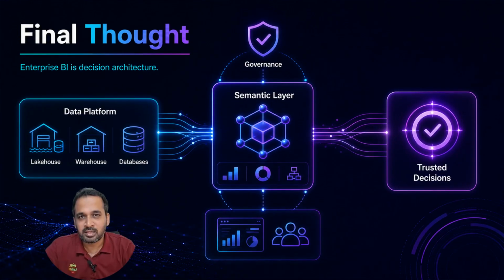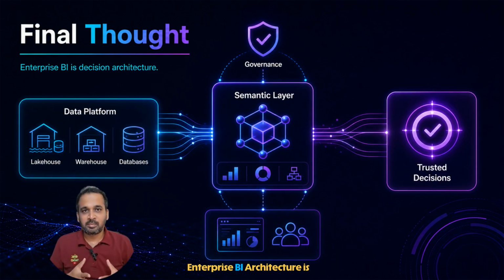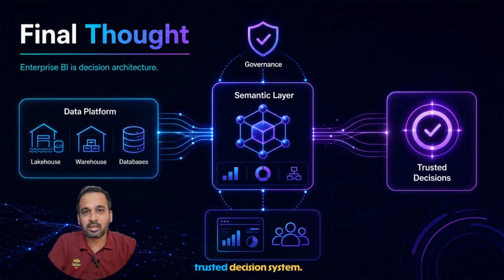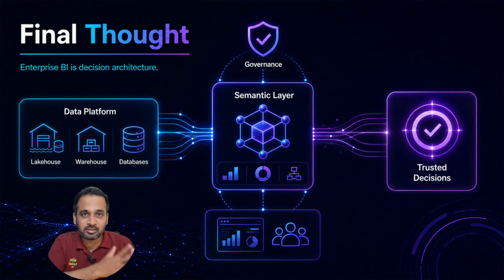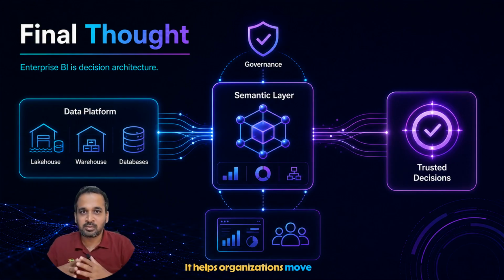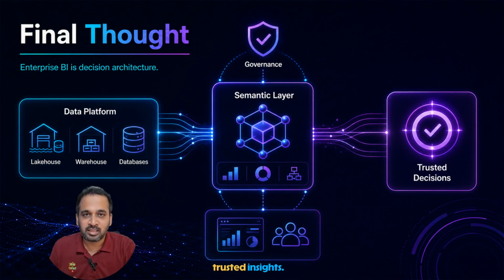So what is enterprise BI architecture? It is not just report design. It is not just choosing a BI tool. It is not just creating dashboards. Enterprise BI architecture is the design of a trusted decision system. It connects the data platform from module 1 with semantic models, KPIs, governance, security, reports, users and business decisions. It helps organizations move from scattered reports to trusted insights.